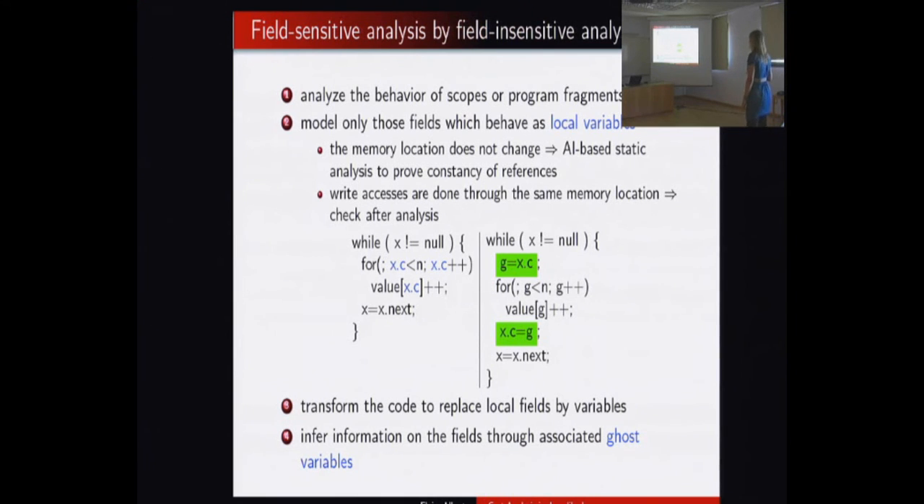The pre-analysis that we do to prove that fields are well behaved is not very expensive. It's a constancy analysis of references. And if we prove that fields are well behaved, then the rest can be done in a field-insensitive way, and we still get information from the fields.